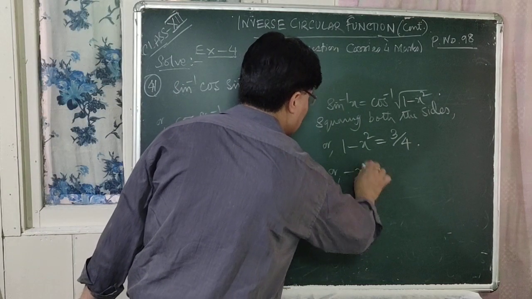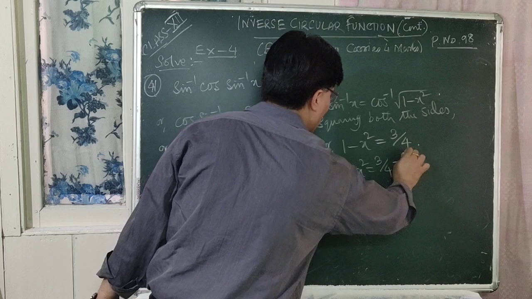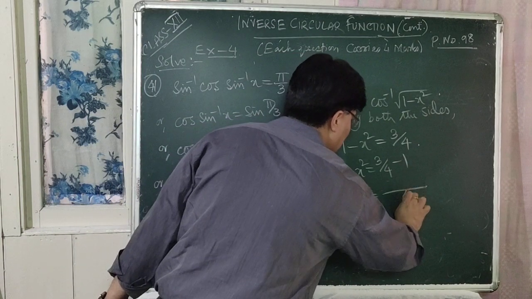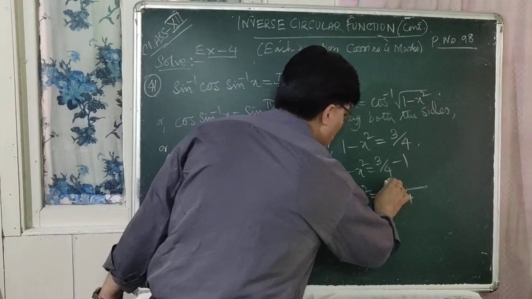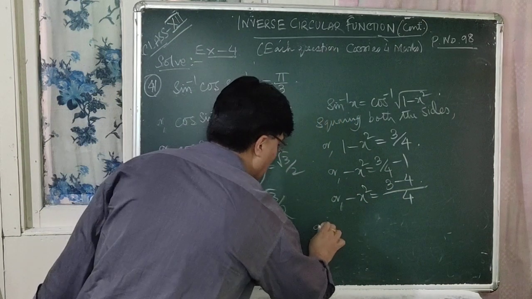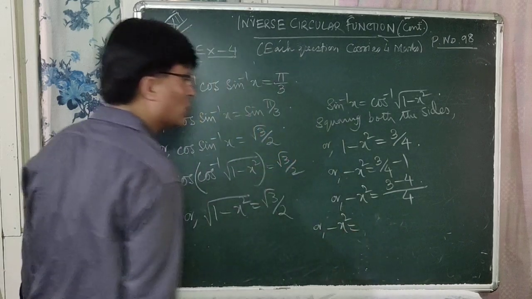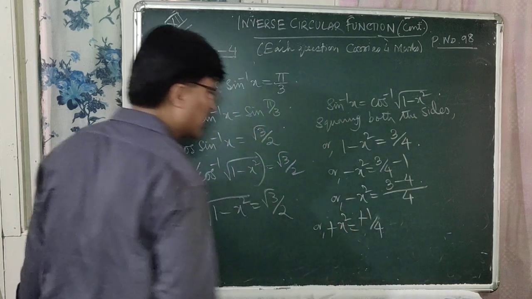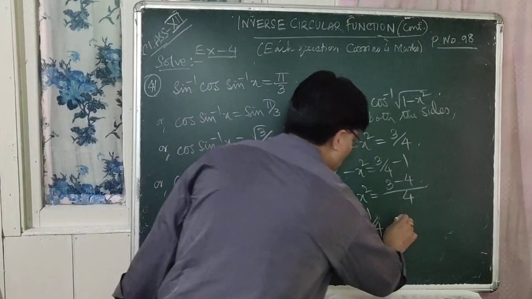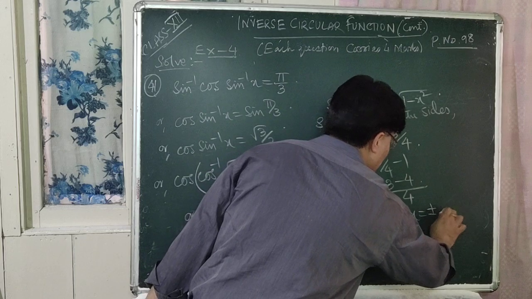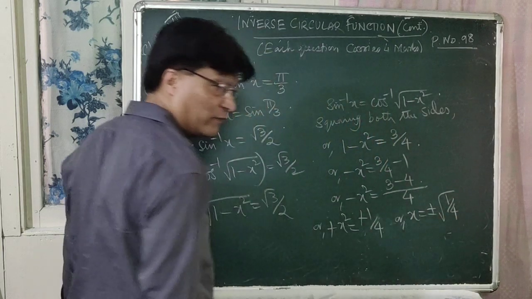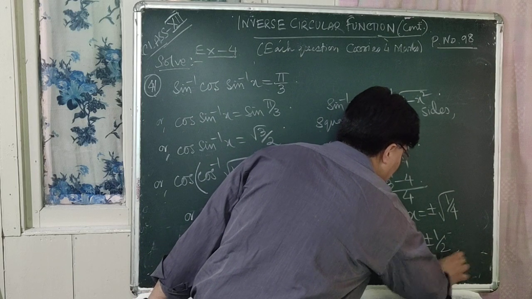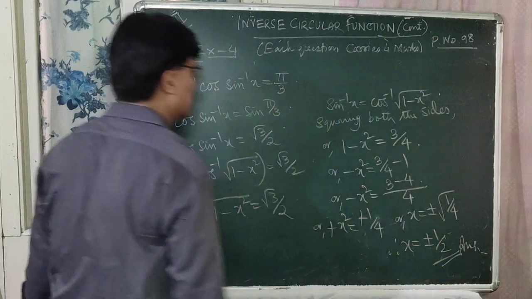Or minus x square is equal to 3 by 4 minus 1, right? Or minus x square is equal to, what's the LCM here? 4. Then this is 3 minus 4. What is 3 minus 4? Minus 1. Minus 1 by 4. From both the sides you can cancel this minus sign. Or what is the value for x? x is equal to plus minus square root of 1/4. So what is the value for x now? x is equal to plus minus half. So this is the answer.